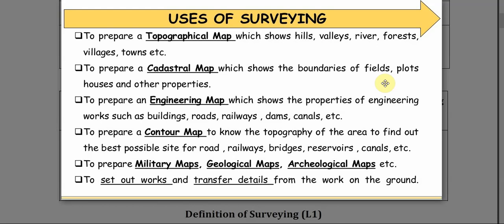But for a very large, very huge building having a large number of foundations and columns, you have to use some instrument such as total station to mark the position of columns and foundations on the ground. So that is an example of set out works.